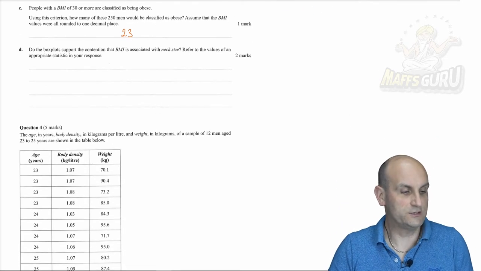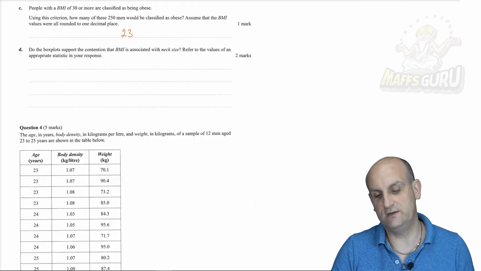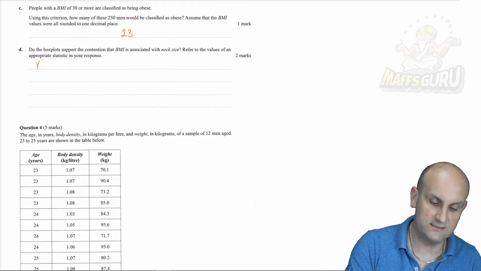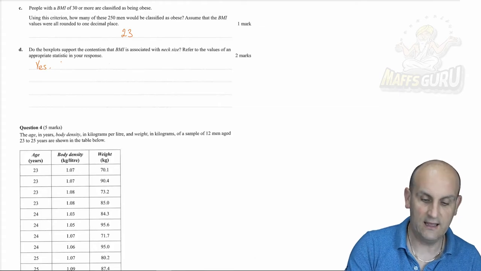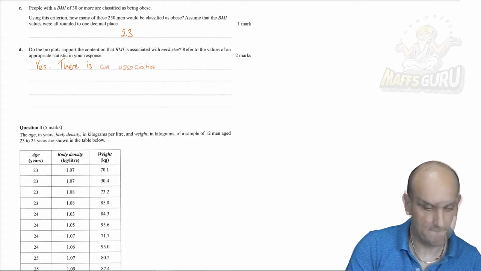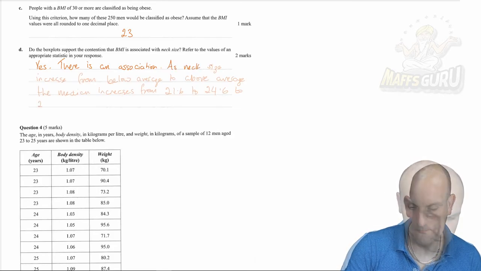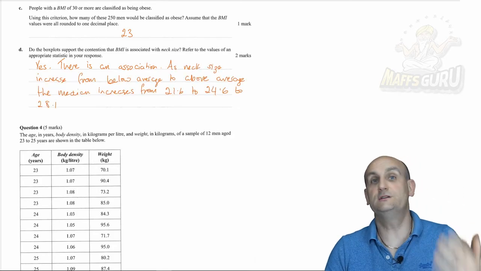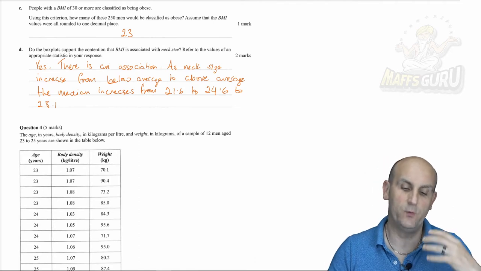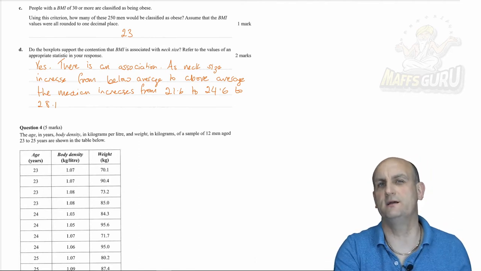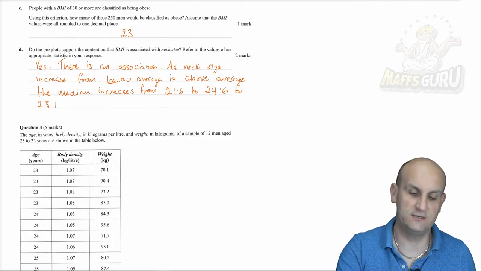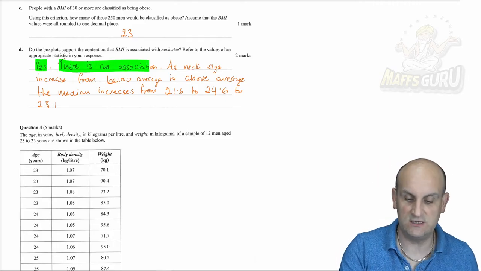Does the box plot support the contention that BMI is associated with neck size? So obviously you had to answer yes or no. Yes, there is an association. And then we go on and say, well, as the neck size... Now again, excuse my handwriting there, but from what I can understand from past experience of doing these type of questions, you had to say yes, there was an association.